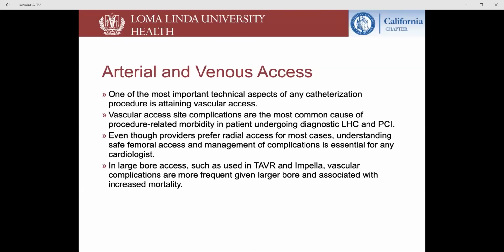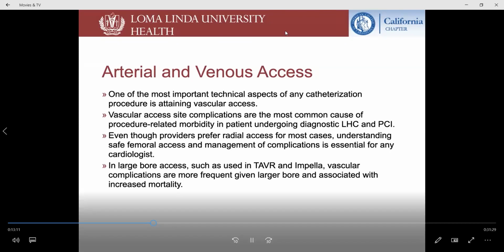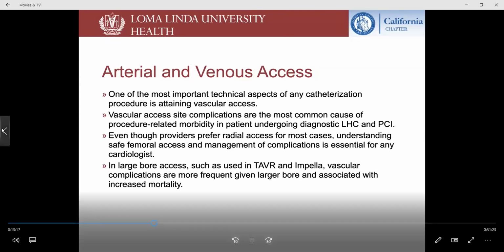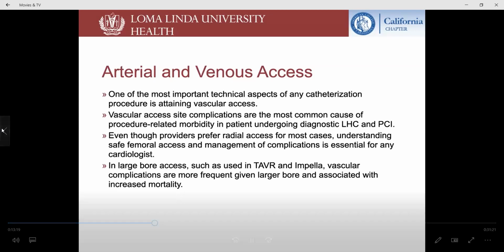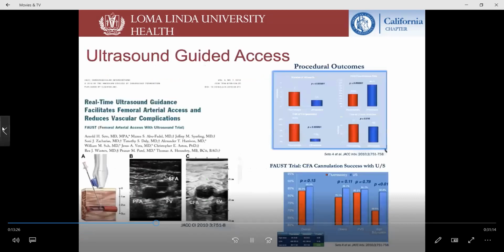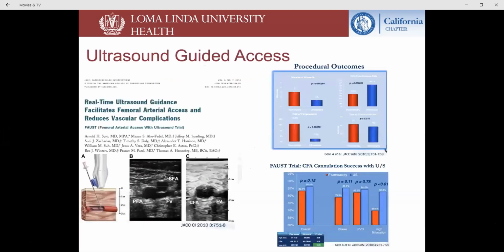I understand you're going to have another lecture going over all those potential complications and management in another session. In large bore access, such as used in TAVR and Impella, vascular complications are more frequent, increase with larger bore size, and are associated with increased mortality. Ultrasound guided access is the cornerstone for getting safe access, whether radial, femoral, internal jugular, wherever you want to get access, you're going to want to use ultrasound.